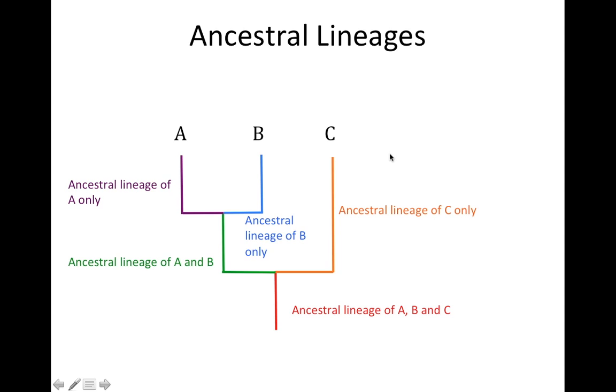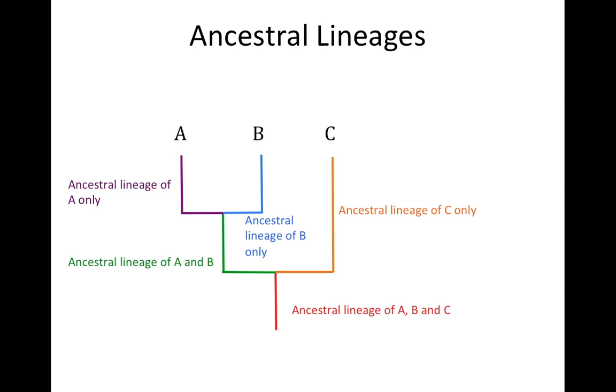Ancestral lineages. An ancestral lineage is like taking a journey along the phylogenetic tree. So I'll work our way along this one. This one here is representing the ancestral lineage of A, B, and C. This one here is representing the ancestral lineage of C, because as you can see, there is nothing else on here. There is only C, so that is the ancestral lineage of C only. This is the ancestral lineage of A and B. This is the ancestral lineage of B only, and this is for A only. Okay? We won't be using these key terms at all in our practical, but I just think it's important for you to know these terms exist in case you come across them.